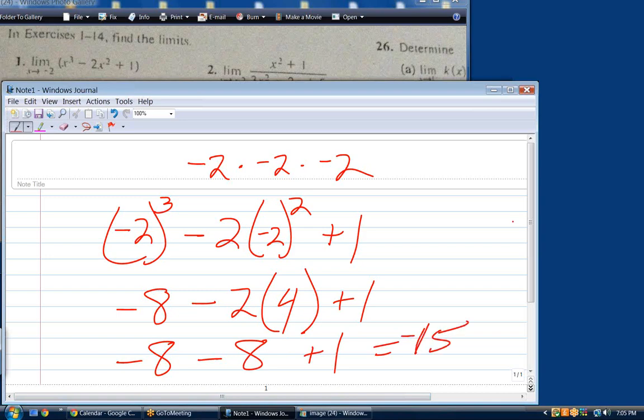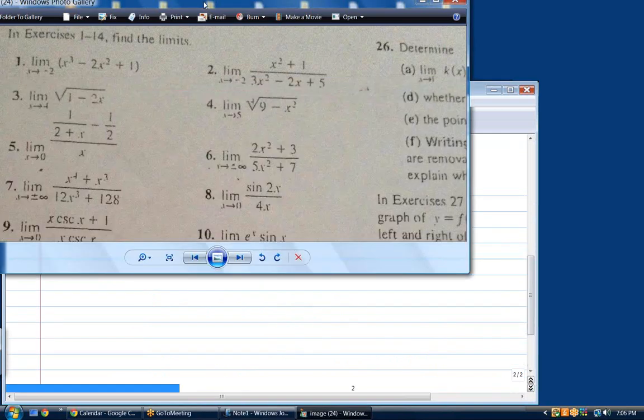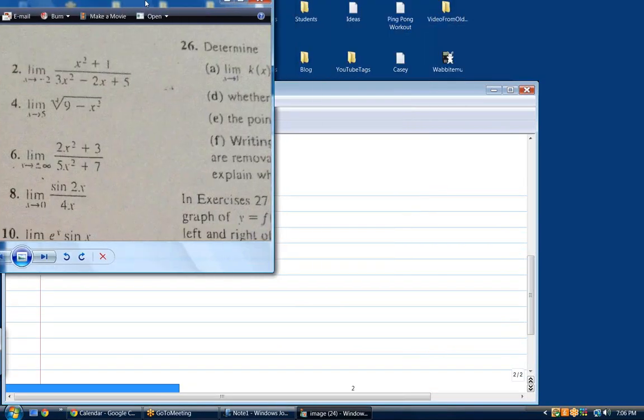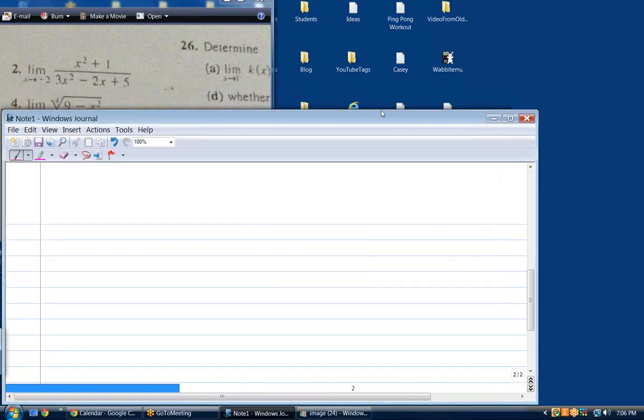So, limit problems where you just substitute and you come up with a number are very straightforward. Okay? Even number 2 is no different than number 1. In other words, what's number 2 going to be? Tell me how I should write it.